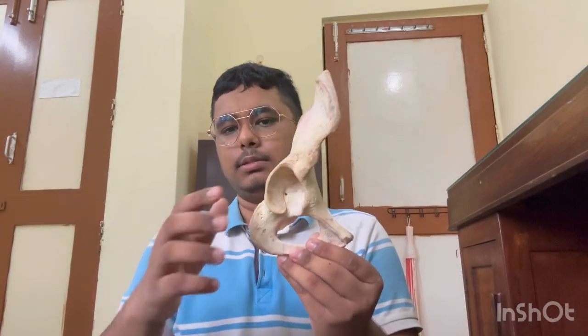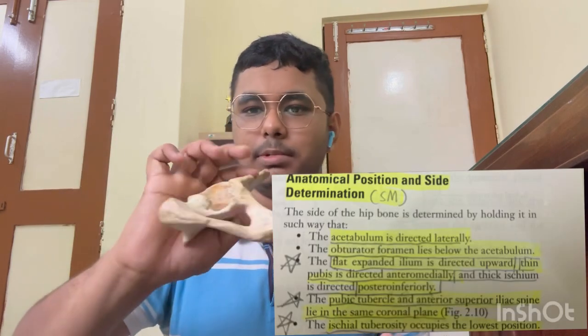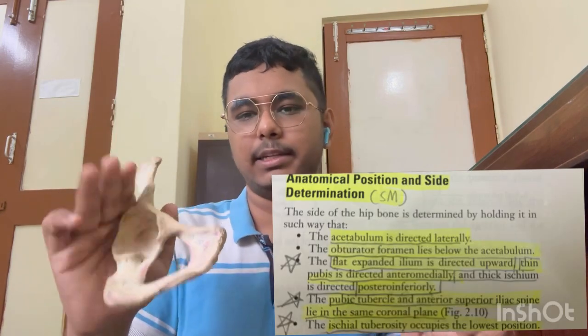This is directed laterally, and just see the ilium: the ilium is directed upward. This is for side determination. For holding the anatomical position, this is the right bone, so I have to hold it with my right hand. Take the left hand and put it in the same coronal plane. This is the anatomical position of the right hip bone. This is the sagittal plane, and this is the coronal plane.